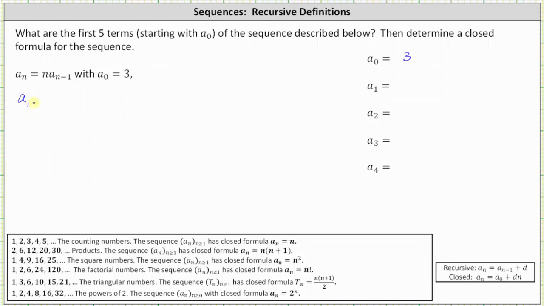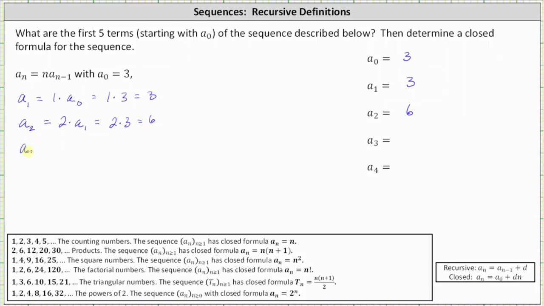When determining a sub 1, notice n is equal to 1. A sub 1 is equal to 1 times a sub n minus 1, which is 1 minus 1 or 0, giving us a sub 0. And 1 times a sub 0 is 1 times 3, which is 3. And now let's determine a sub 2. When determining a sub 2, notice n is equal to 2, which gives us 2 times a sub n minus 1, which is 2 minus 1, which is 1, giving us a sub 1. 2 times a sub 1 is 2 times 3, which is equal to 6.